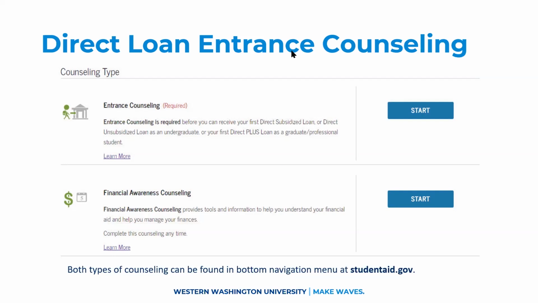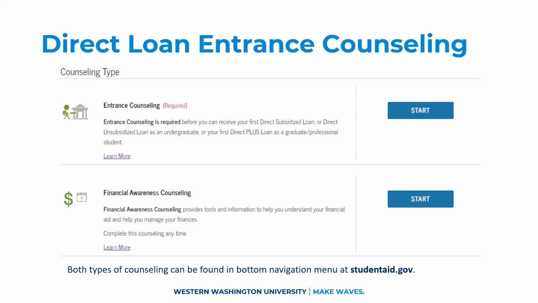It's not on this slide, but also required is what's called a master promissory note, or sometimes abbreviated as MPN. And this is another first-time borrower requirement that a student needs to complete, essentially promising to pay the loan back that they're taking out, also completed online at that studentaid.gov webpage.